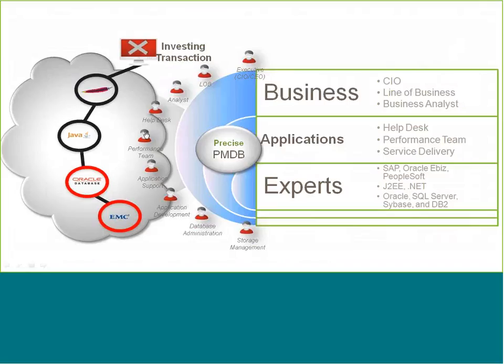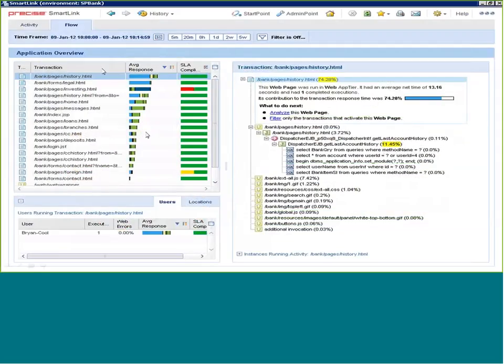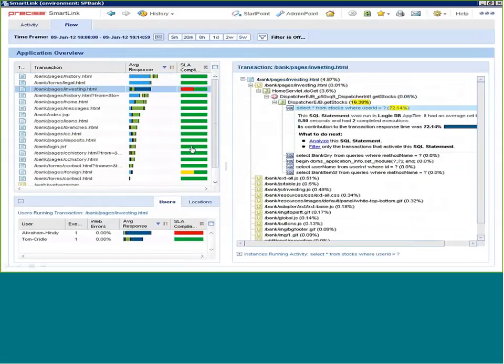The people who are interested in performance would open up Precise. They'd evaluate the transactions. They'd look at the SLA column to identify transactions that were not SLA compliant. They'd be able to see the end users that were impacted, as well as what that transaction did as it flowed across the application stack.